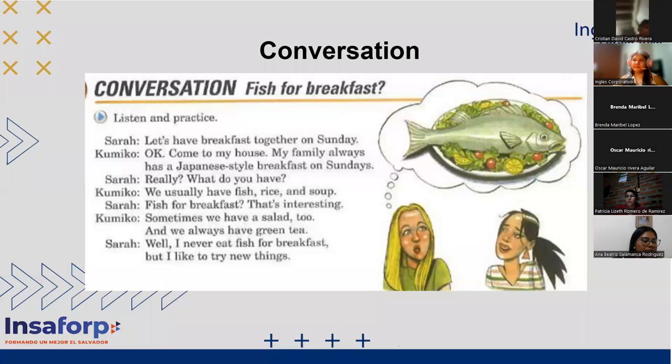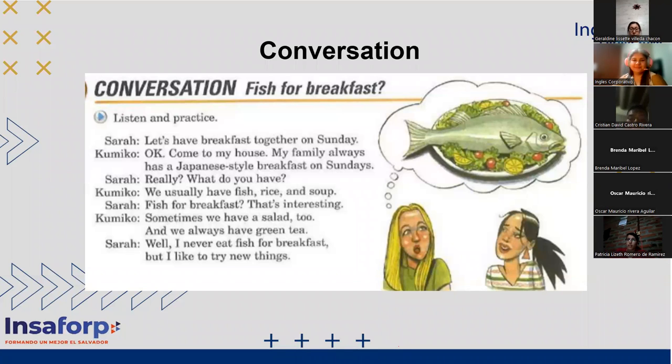Come to my house. Fish for breakfast. Okay, Geraldine. Who else? Okay, Christian, David, go ahead. Let's have breakfast together on Sunday. Okay, come to my house. My family always has a Japanese style breakfast on Sundays. Really? What do you have? We usually have fish, rice, and soup. Fish for breakfast? Sometimes we have a salad too, and we always have green tea. Well, I never eat fish for breakfast, but I like to try new things.